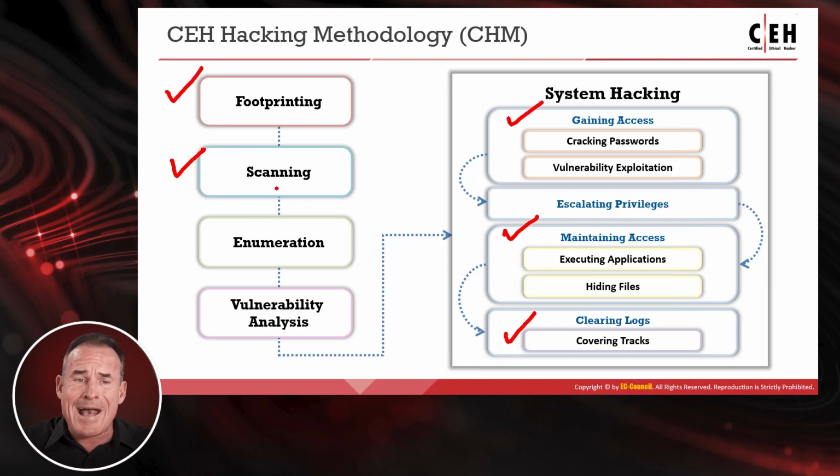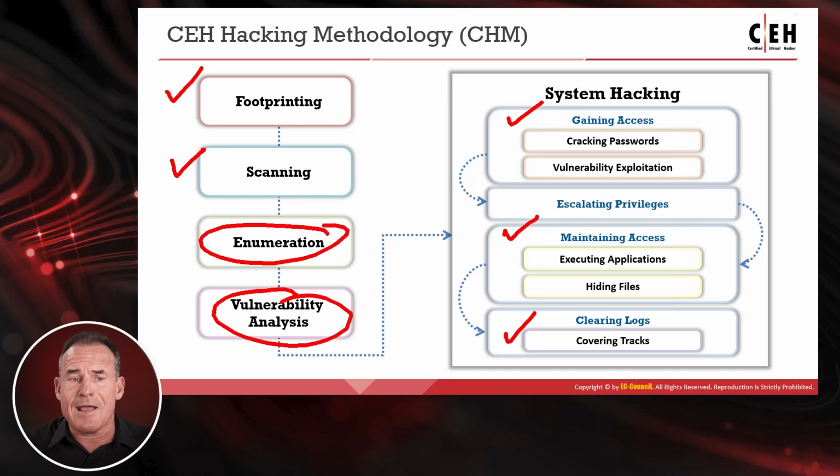Now, we're going to add a little bit more subdivision in the scanning discussion and include things like enumeration and vulnerability analysis, but they're still part of that active information gathering phase. In the system hacking module, we'll break down the 3 final stages: gaining access, which we're going to split into cracking passwords and vulnerability exploitation, escalating privileges potentially, maintaining access, ensuring I continue to revisit the system at will, and then clearing tracks, covering any evidence of compromise.